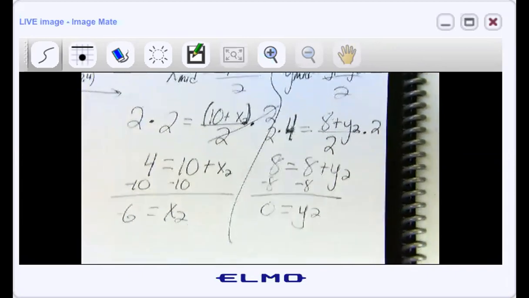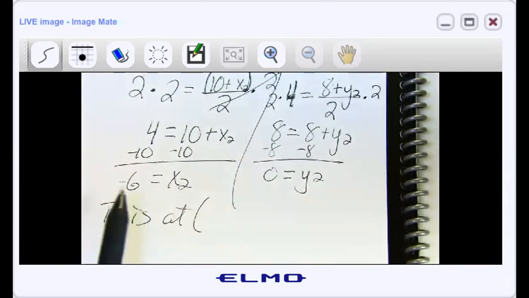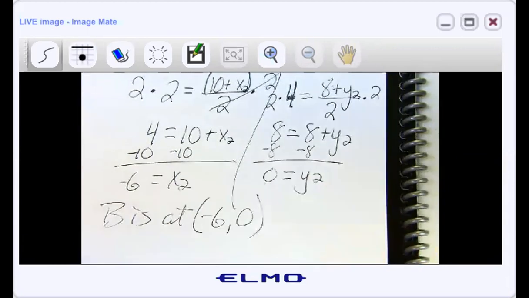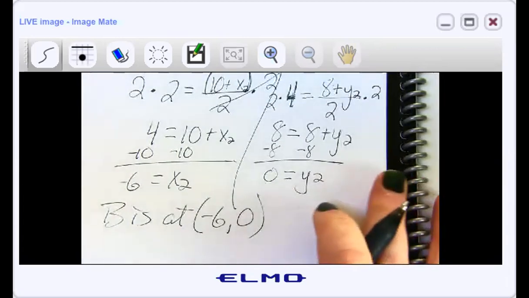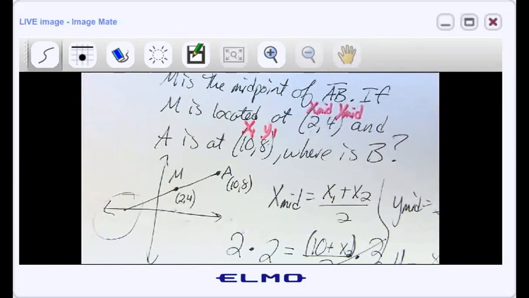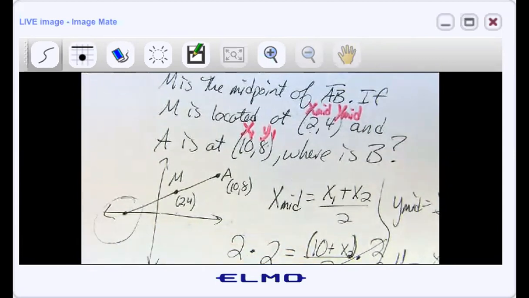Now you know where B is. So B is at (-6, 0). Let me look back at my little sketch and see if that makes sense. If B is going to be at (-6, 0). Hey, yeah, look, (-6, 0). That looks totally plausible. There's where B is. And that makes sense. Wow. All right, we're going to try another one.